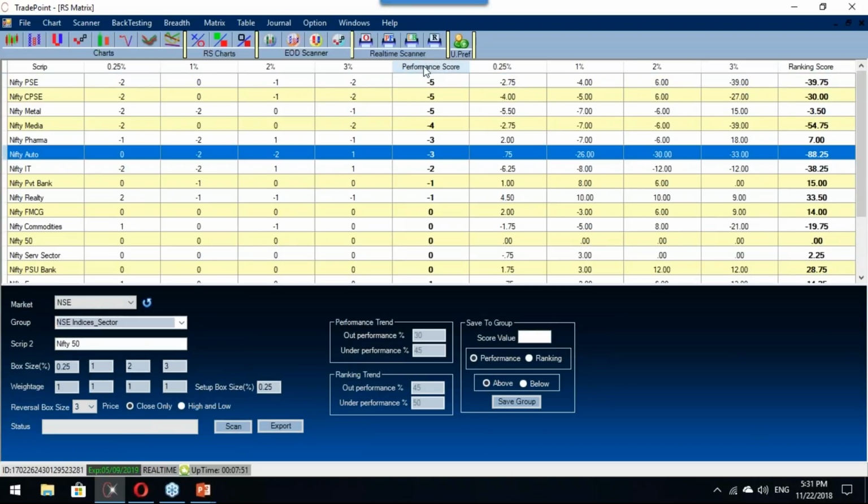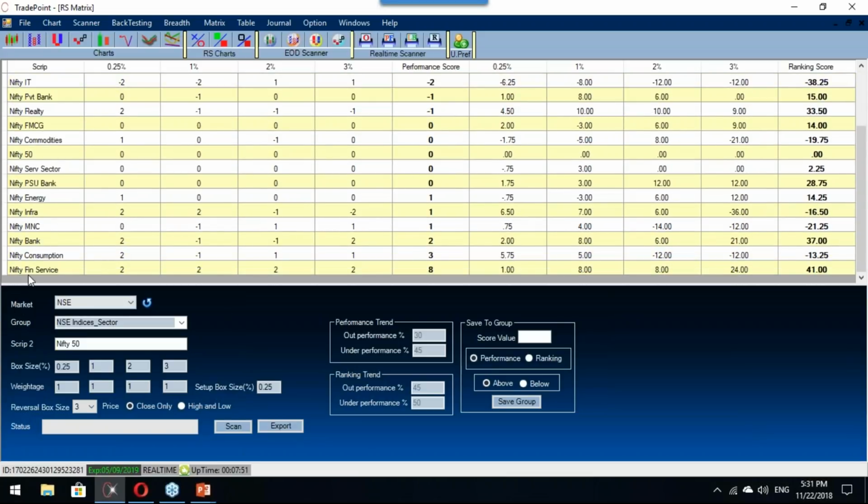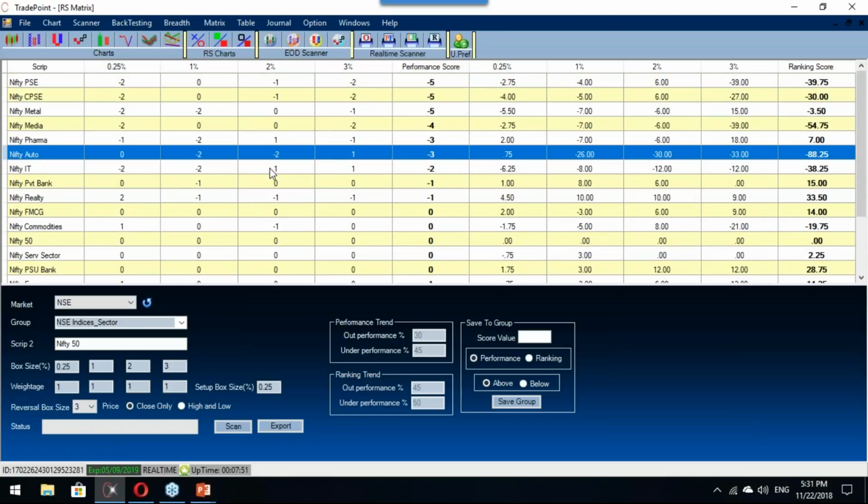So just click on the performance score and it will sort it. The sectors which have the maximum negative score are basically the worst performing sectors. So metal, CPSE, PSE, media, pharma, all those sectors are not doing well, and the ones that are doing well are Nifty, financial services, consumption, etc., right? So you will get a broad idea about which are the sectors in favor and which are the sectors that are not doing well.